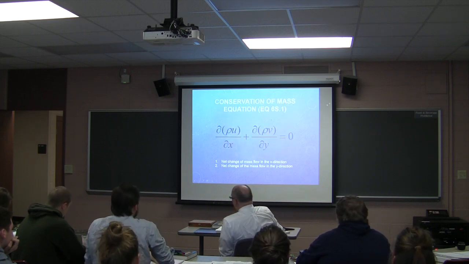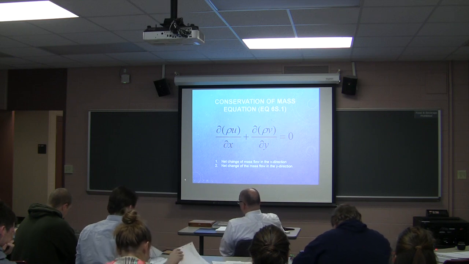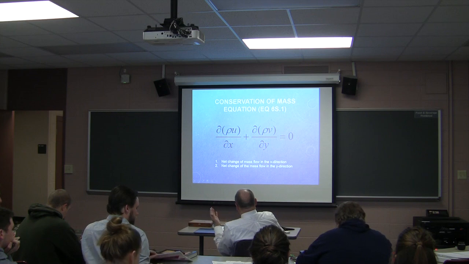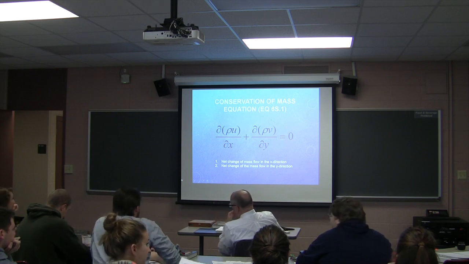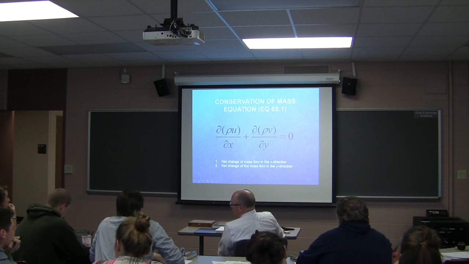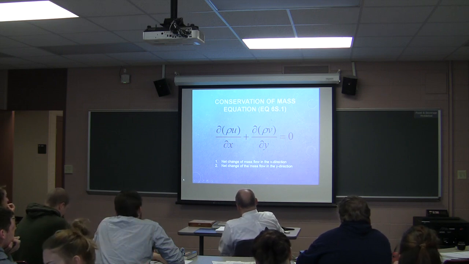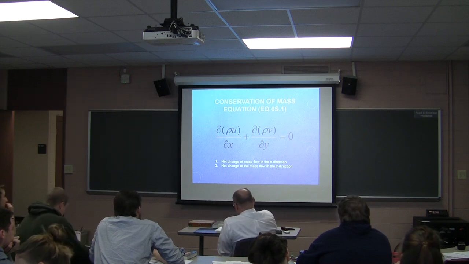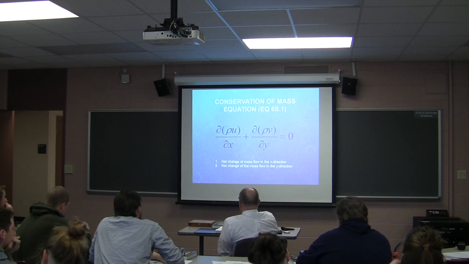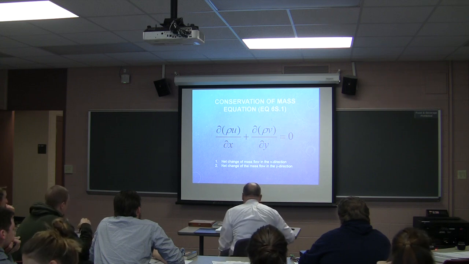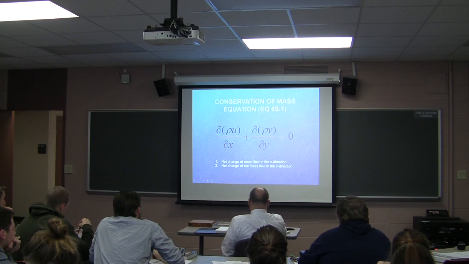The first equation we're going to take a look at today is the first of these equations you're going to see again and again and again. There's the conservation of mass equation. The equation numbers here reference the supplemental reading for chapter 6. What this basically says is that the net change of mass flow in the x direction plus the net change of mass flow in the y direction must be equal to 0. Mass is neither created nor destroyed.